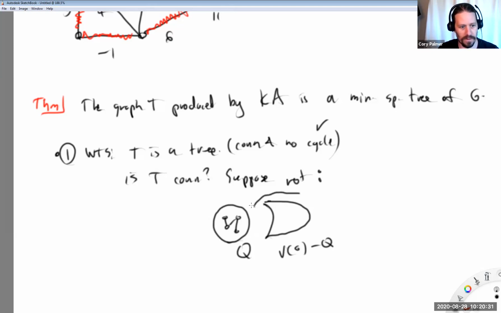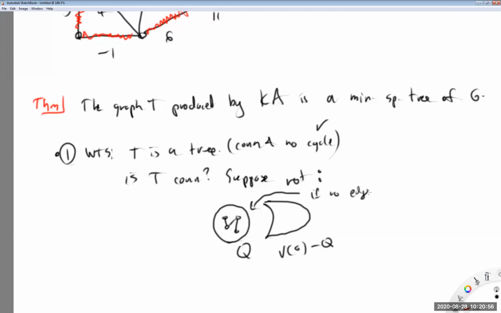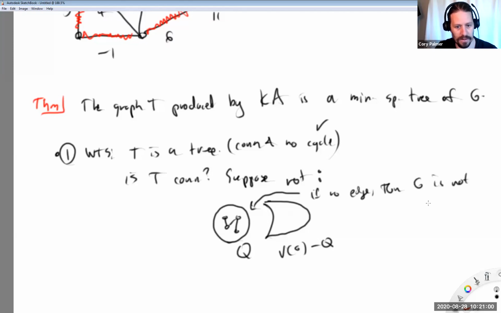If there's no spanning tree, then G is not connected at all, right? If this cannot get joined over to here, then Q is a component of the original graph. In other words, the original graph is not connected. But we assume G was connected, right? I told you the input to Kruskal's is that it's connected. So if there's no edge, then G is not connected, which is a contradiction.